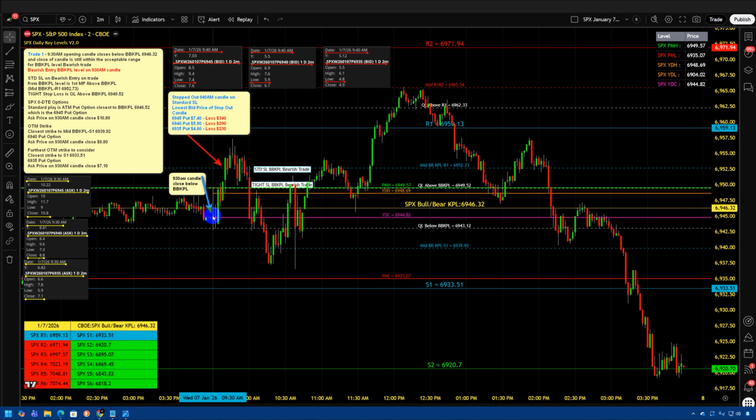So this candle is within the acceptable range. It is a bearish close below the bull bear key price level, so that is our bearish entry signal on this 9:30 a.m. opening candle.